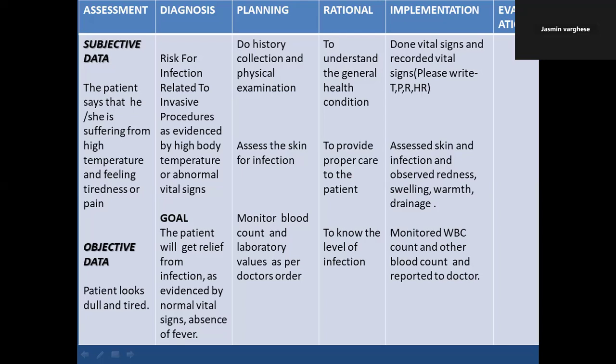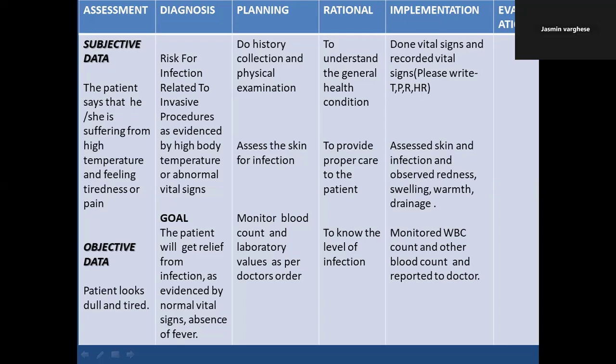Second column is diagnosis. In diagnosis, you have to write two things. One is the diagnosis, another one is the goal. The diagnosis is risk for infection related to invasive procedure as evidenced by high body temperature or abnormal vital signs. What is the goal? The patient will get relief from infection as evidenced by normal vital signs and absence of fever. Next we will write the planning.